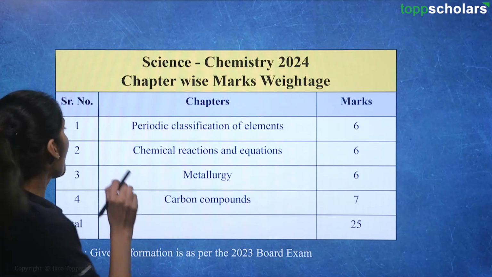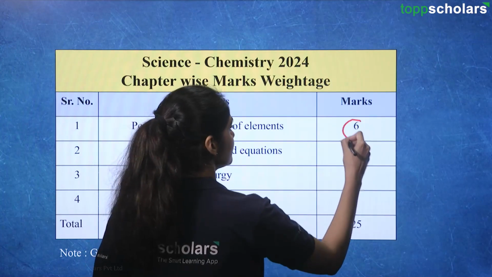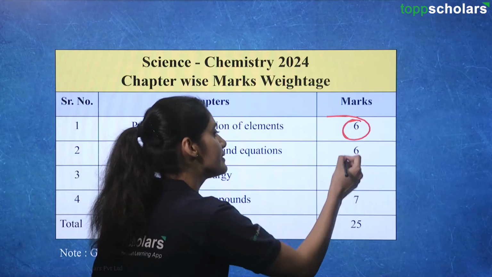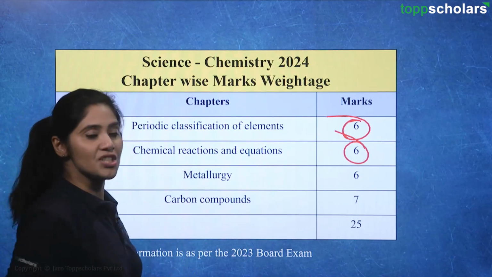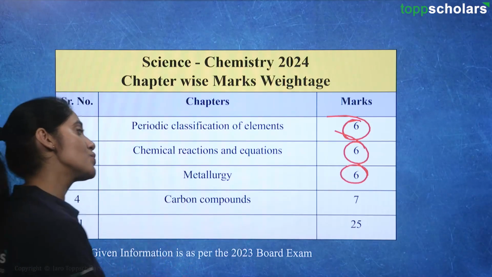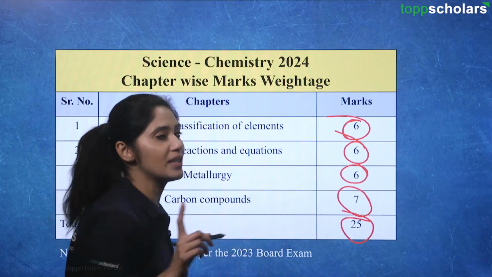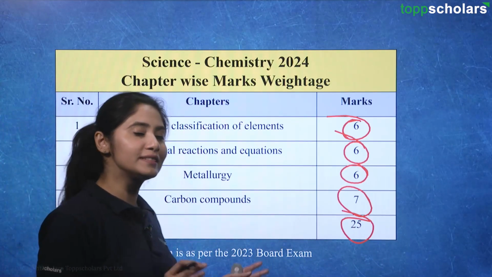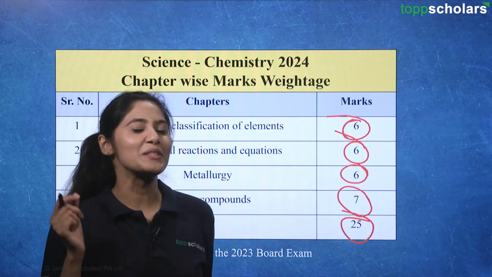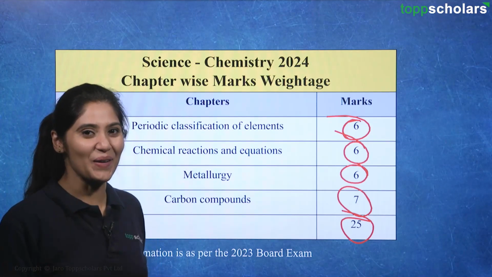So first, periodic classification of elements, which carries 6 marks. Second is the chemical reactions and equations chapter, which also carries 6 marks. Then the metallurgy chapter carries 6 marks. Questions on carbon compounds carry 7 marks. Total 25 marks we can gain out of this sample question paper if we solve it correctly. So I hope we will be able to do justice. So let's dig into this paper and start solving.